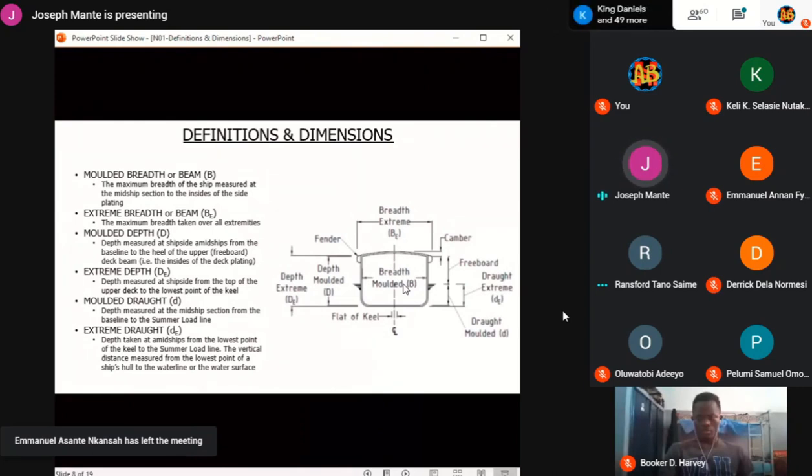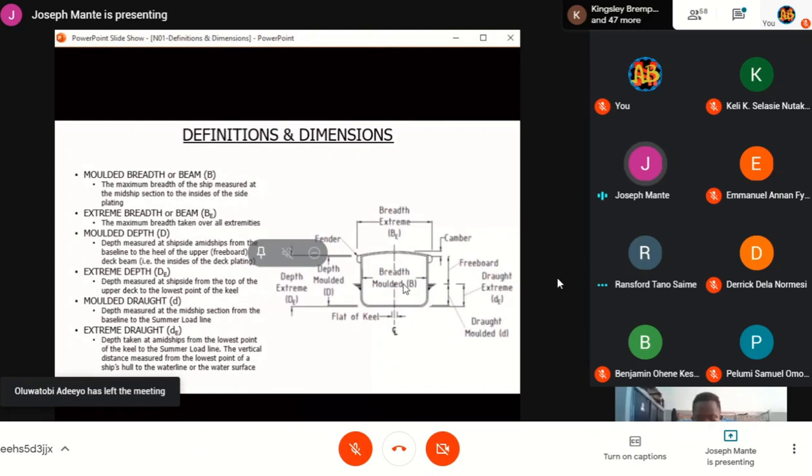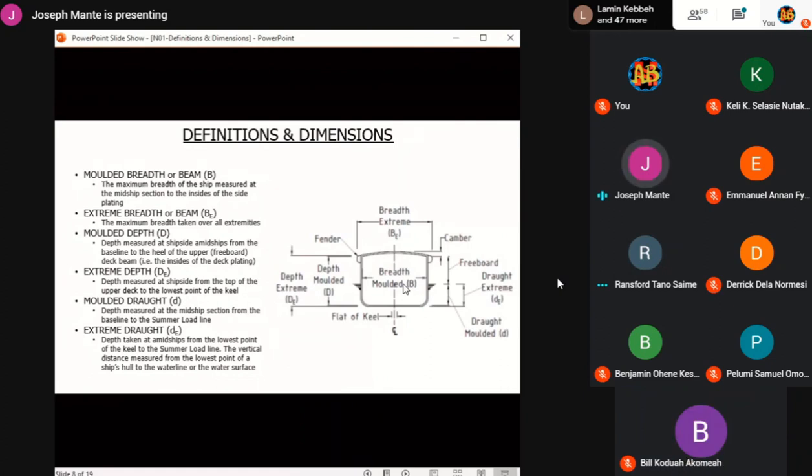Then we go to molded draft. The depth measured at the midship section from the baseline to the summer load line. You already know the summer load line. For instance, when you see the vessel moving, you realize there's a summer load line where the water forms the surface that cuts the surface of the hull. So the molded draft is denoted by small letter d, and we have capital letter D for the molded depth, so know the difference.